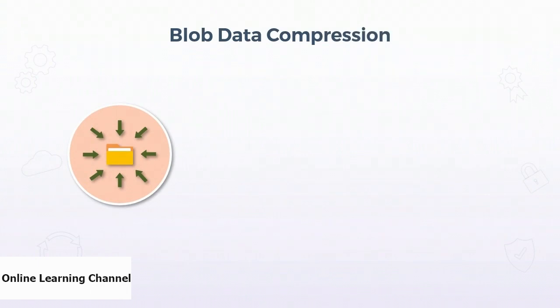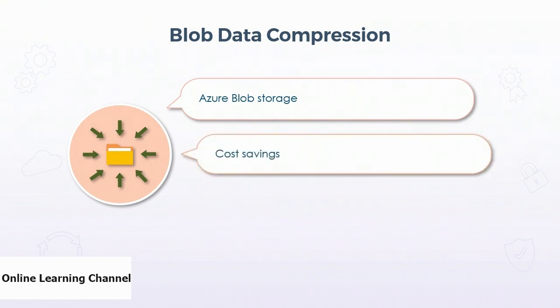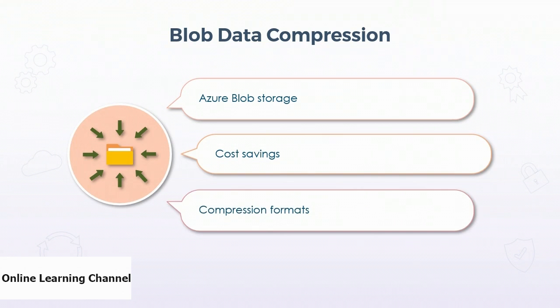Let's look at blob data compression. Files can be compressed when stored to Azure Blob storage and decompressed when read from storage. Storing files using compression saves disk space and network traffic, which also helps save your costs. And there are different compression formats we can use, such as deflate, gzip, bzip2, lzo, and snappy. So it makes for cost savings because we can compress our blob storage when we store it, and then we can decompress it when we read it.